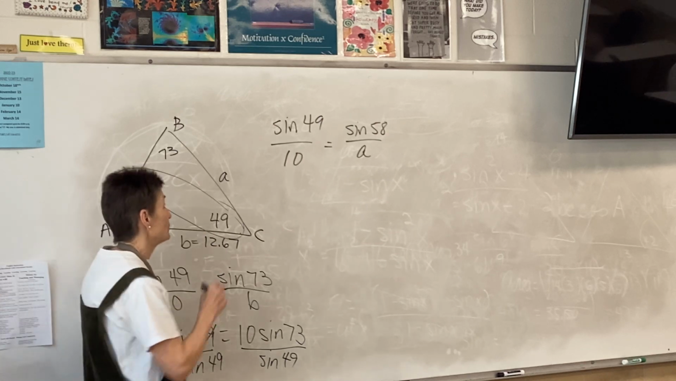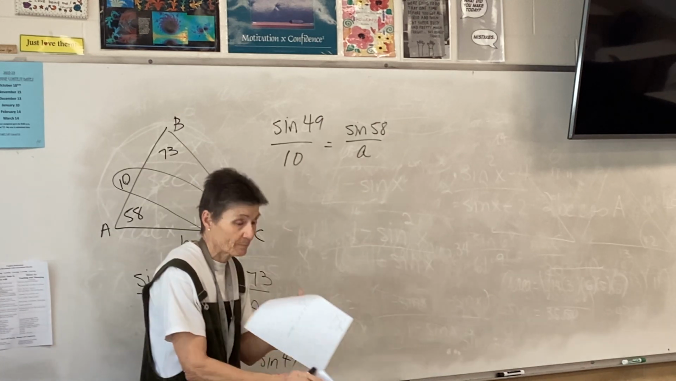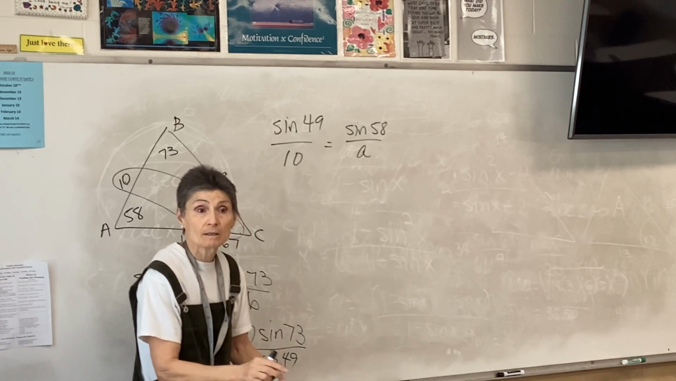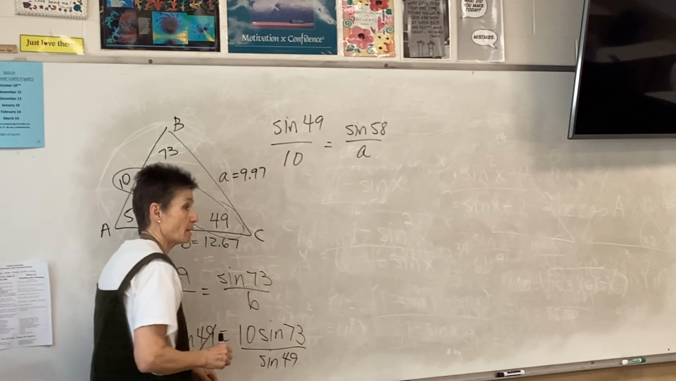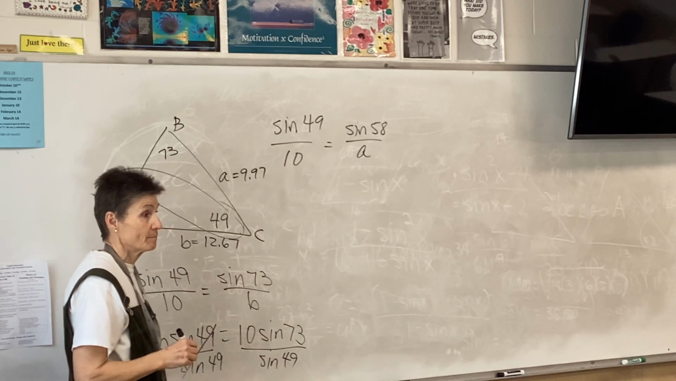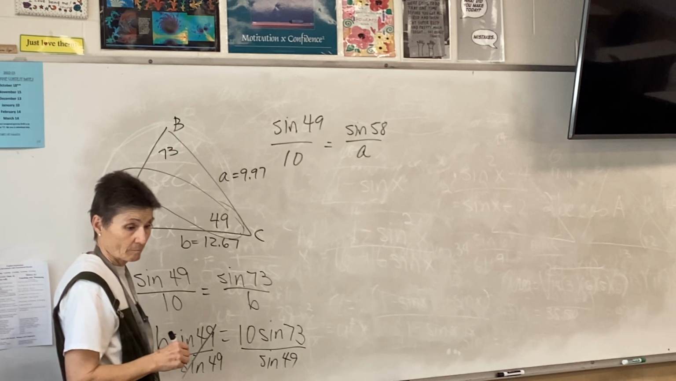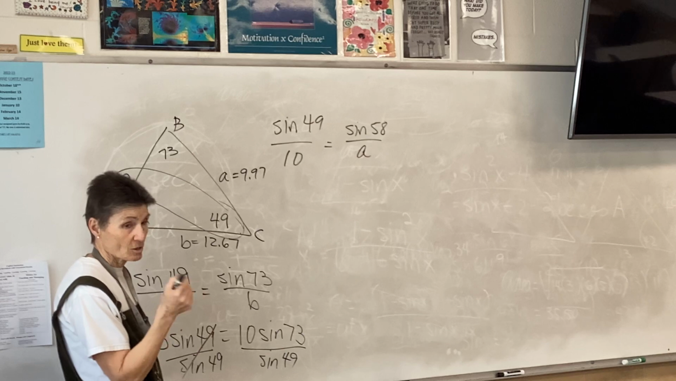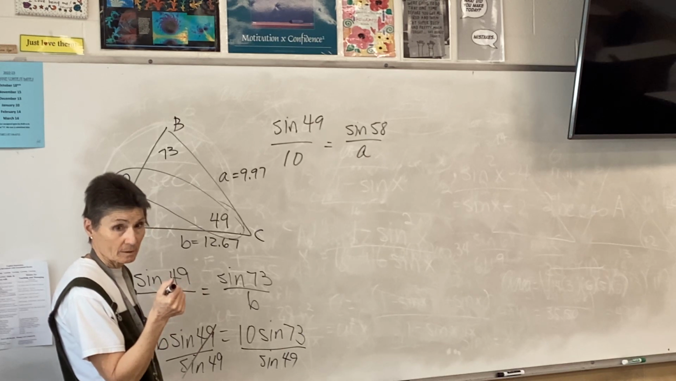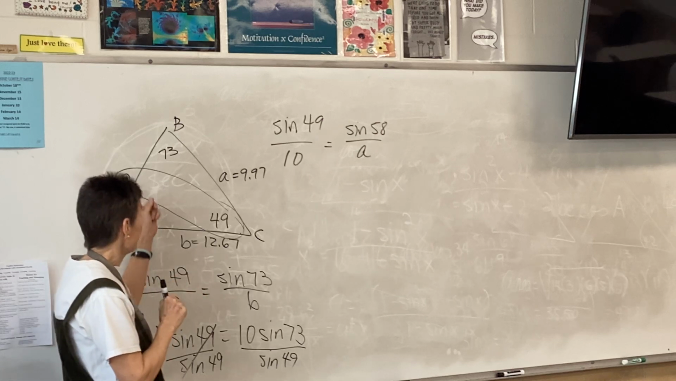All right, do exactly the same thing and find little a. Has anybody done that yet? 9.97? Confirmation from someone? Yes. Perfect. All right, are we okay with that, guys? Solving the triangle, law of sines, because we had this.